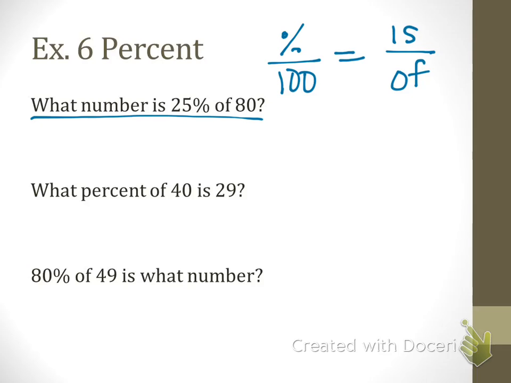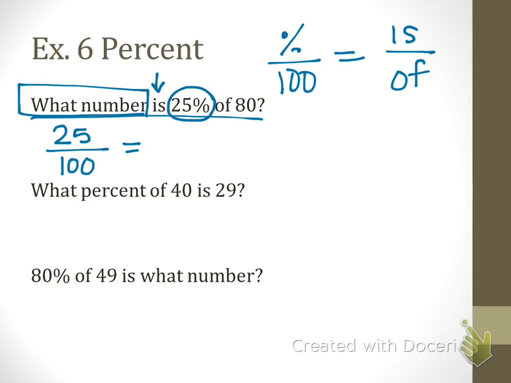What number is 25%? What should 25% be written over? What's the percentage always written over? 100. So I write 25 over 100. Then is over of. So I look for the word is and look for the number right in front of it. Do I have a number for is? No, so I write x. Then what is the number for of? 80.